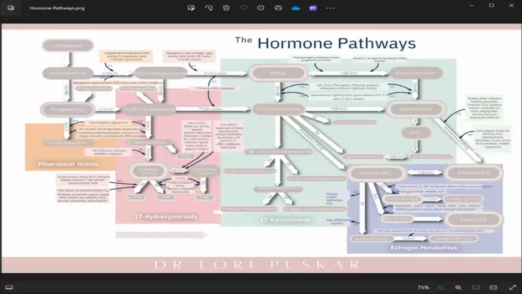The mistake is thinking that estrogen is just one thing. Estrogen, quote, doesn't exist. Estrogen is a group of hormones. There are three key estrogens, called estrone, estradiol, and estriol. For short, in the bottom right-hand corner in the purple, they're called E1, E2, and E3.